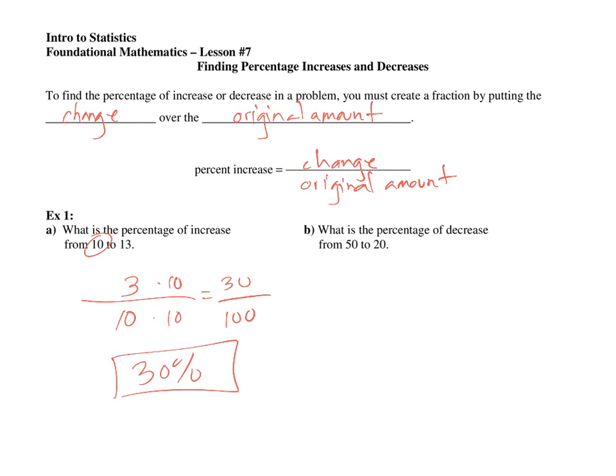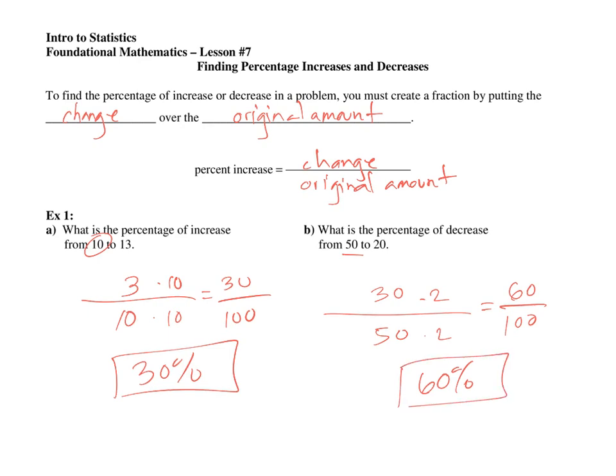What is the percentage of decrease from 50 to 20? Well, what's the change? 30. And what was the original amount? You started with 50, so over 50. I have to get 100, multiply by 2. So it's 60%. That's the decrease. Going on to the next example.